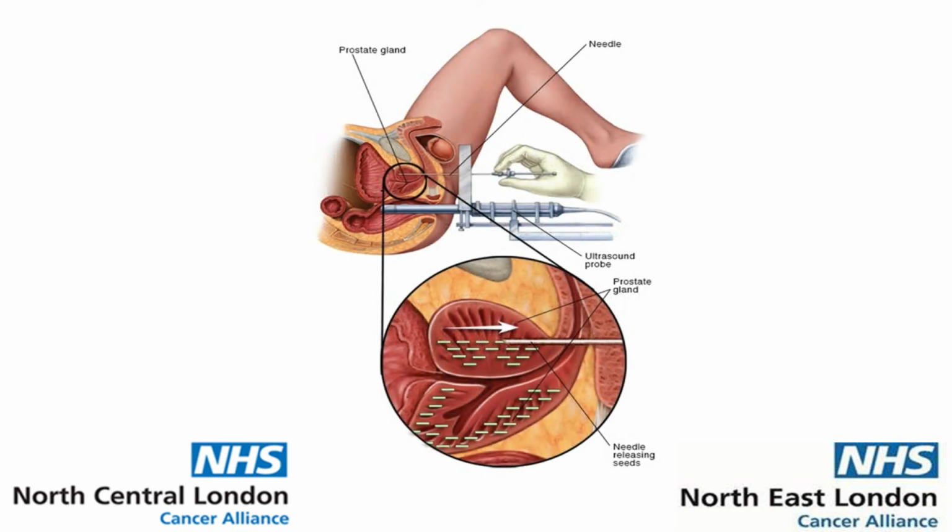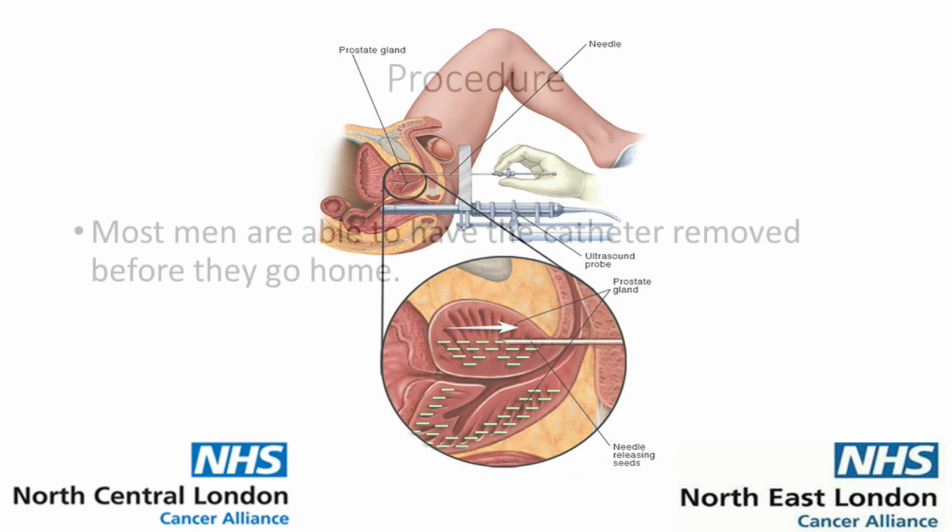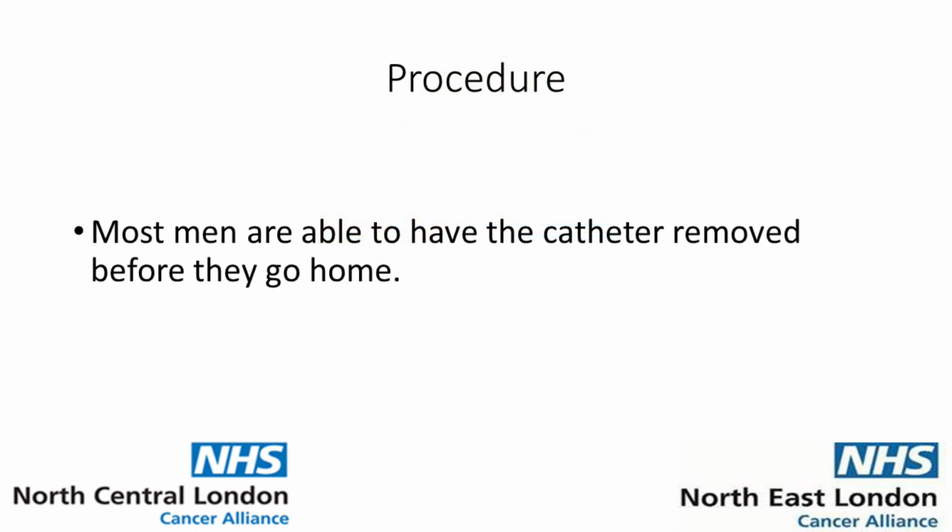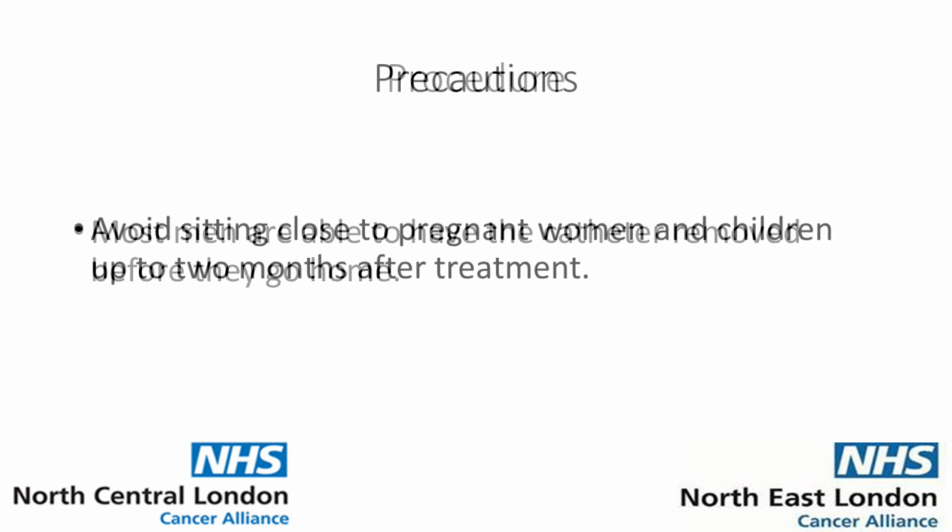This picture shows how the seeds are placed into the prostate through the special needles. Once you have woken up from the procedure, the catheter is removed and you're able to go home. Precautions when you have low-dose rate brachytherapy. You should avoid sitting close to pregnant women and children for up to 2 months after the treatment.